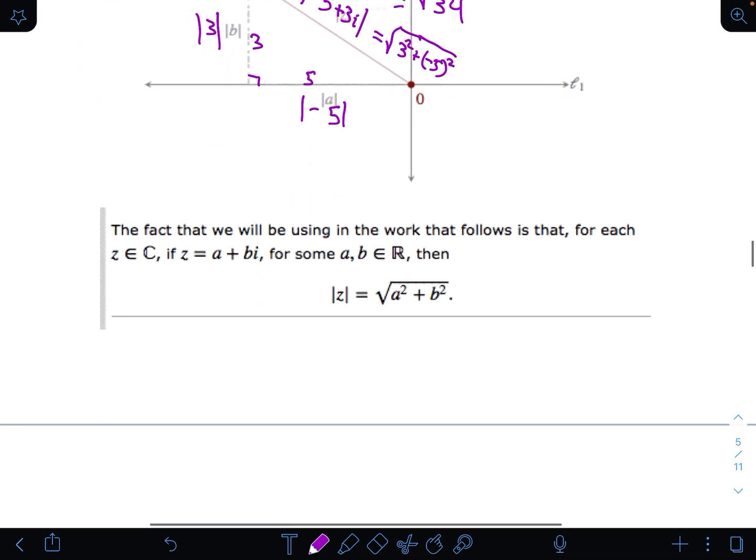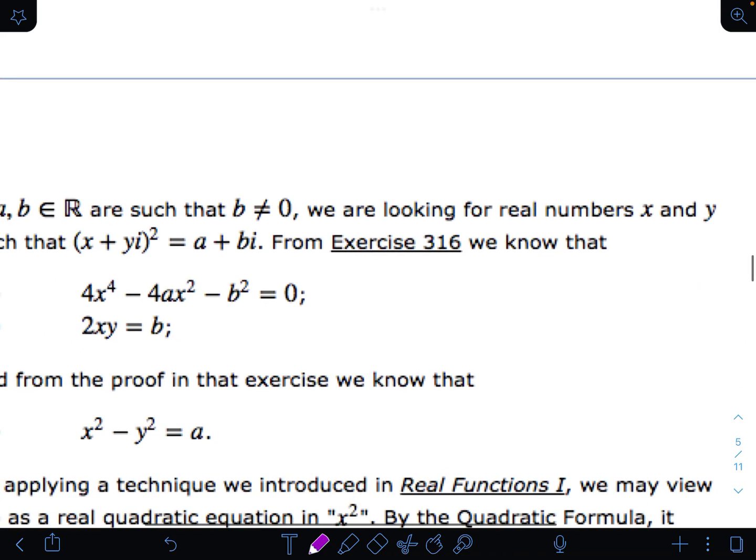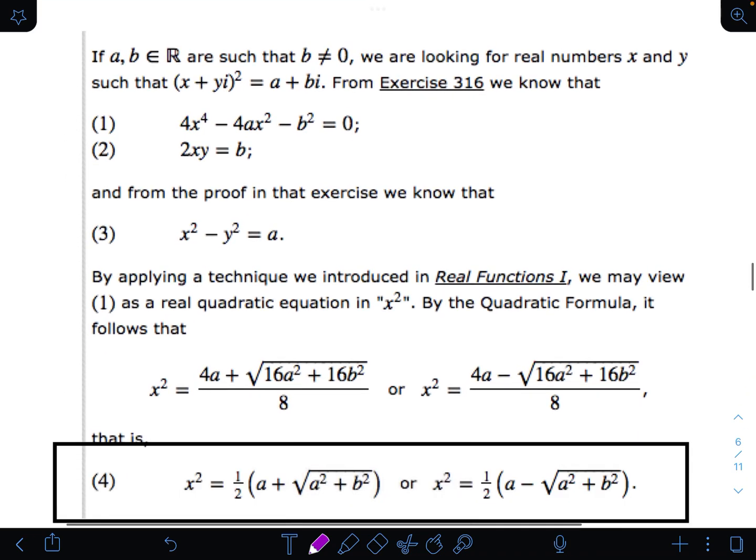Great. So we're going to use this with an equation solving method down here. And here's the shorthand for what I just talked about. The absolute value of z is the square root of a squared plus b squared. There's a little bit of work right here that they're showing with exercise 317 and such. But ultimately what we're about to show here is how we will find the square root of complex numbers.